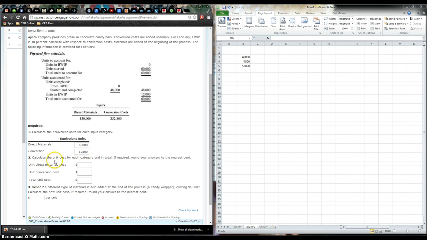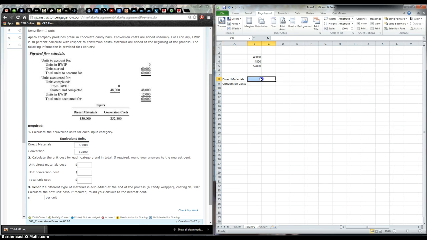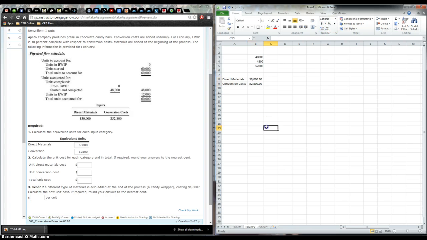The next thing we have to do is calculate the unit cost for each category in total. So if we look at our direct materials and conversion costs, our direct materials are $30,000, it tells us, and our conversion costs are 52,800, it tells us. So we have to calculate the per unit. So remember, we had total direct material units of 60,000. So the DM per unit will equal 30,000 divided by the 60,000, or 50 cents a unit. Well, what about the conversion cost?